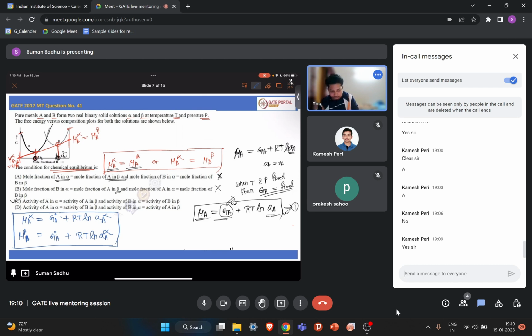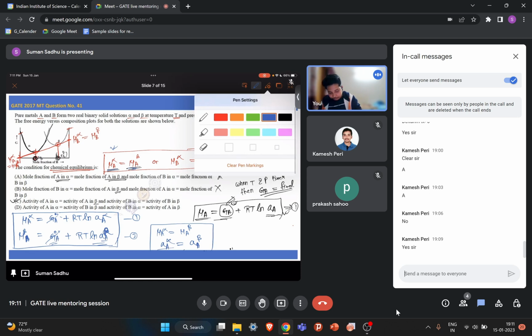So at equilibrium, mu A alpha is equal to mu A beta. If you compare this equation and equation 2, mu A alpha is equal to mu A beta, right? As the G naught in both equations is the same, that means ln a of A in alpha is equal to ln a of A in beta. So your activity also will be the same. So that's why the correct answer will be option C.